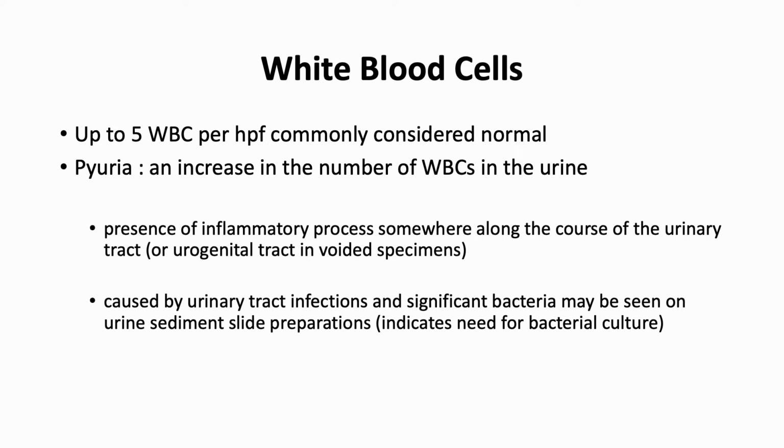Up to 5 WBCs per high power field in the urine is commonly considered normal. Pyuria is the term we use in reference to an increase in the number of WBCs in the urine. Presence of WBCs in the urine is indicative of an infection or inflammation in the genitourinary system. An inflammatory process somewhere along the course of the urinary or urogenital tract can be present in non-bacterial disorders like glomerulonephritis, lupus nephritis, interstitial nephritis, and even tumors.